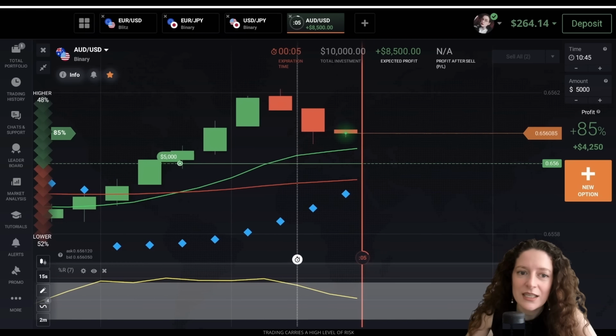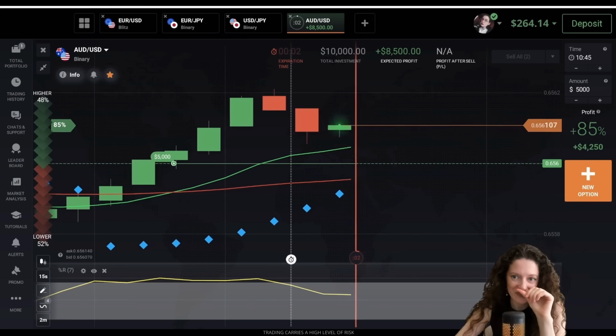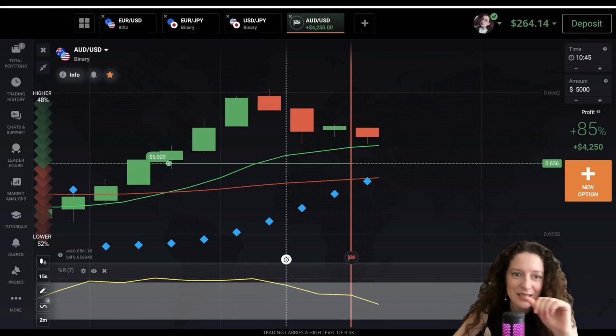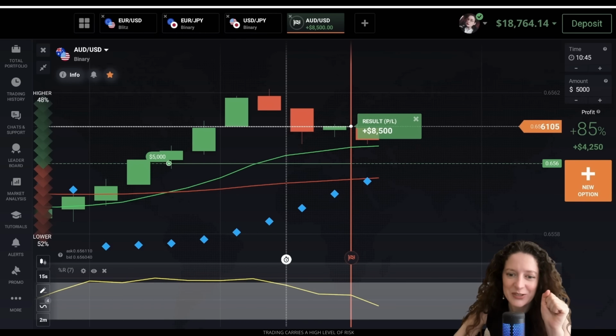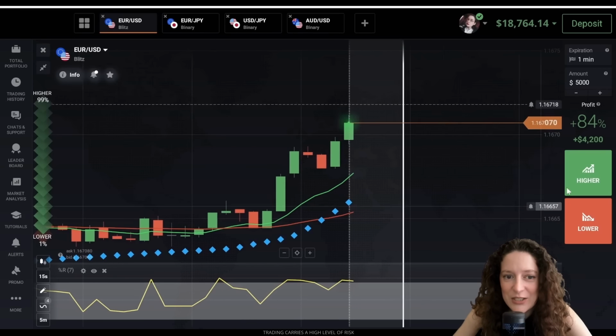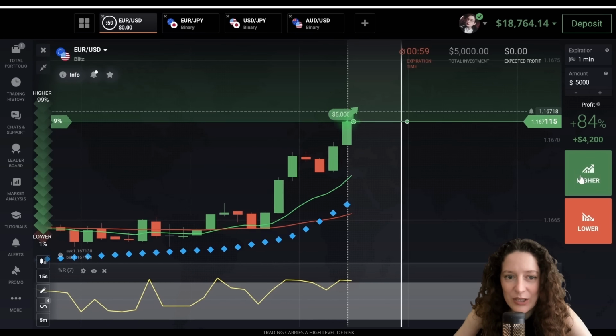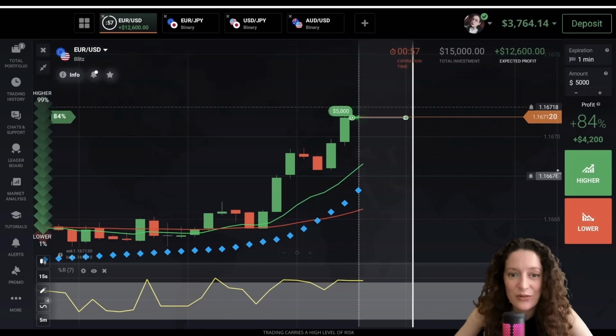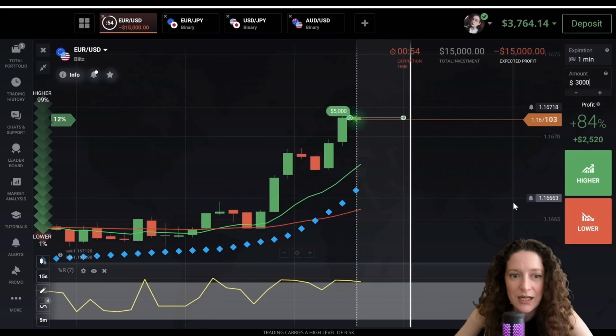So what's happening? It's cool, really. As you see on the platform, all the conditions are there for the candles to go up.